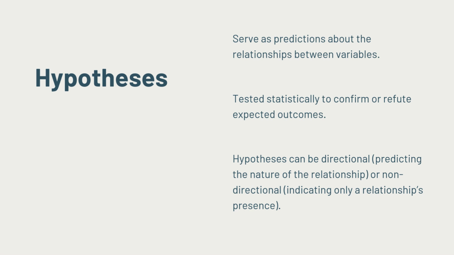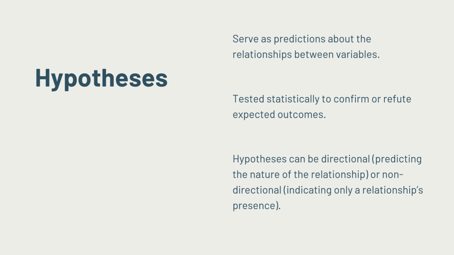So take note again, when we say directional hypothesis, you're not only stating that a relationship is significant, but you're also providing some type of hint on what kind of relationship to expect, whether it's positive or it is negative.